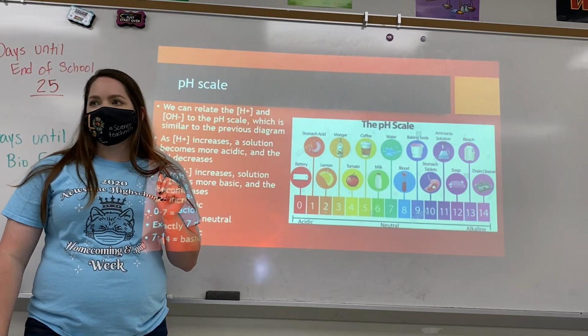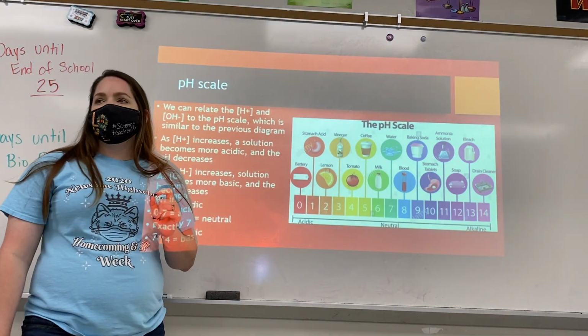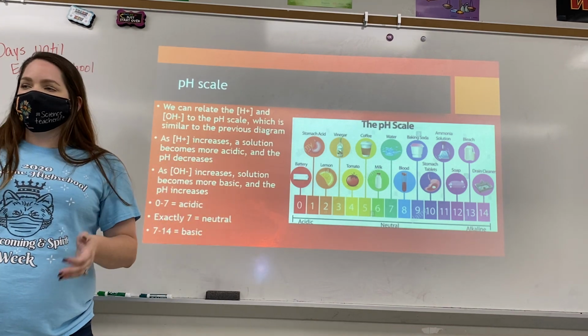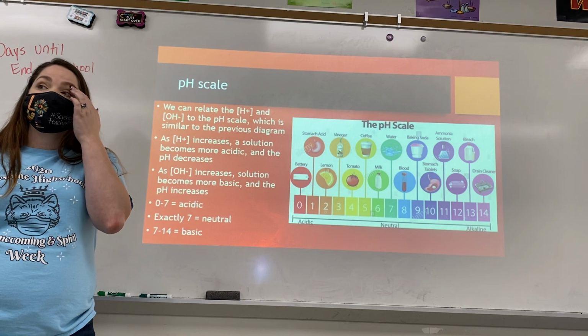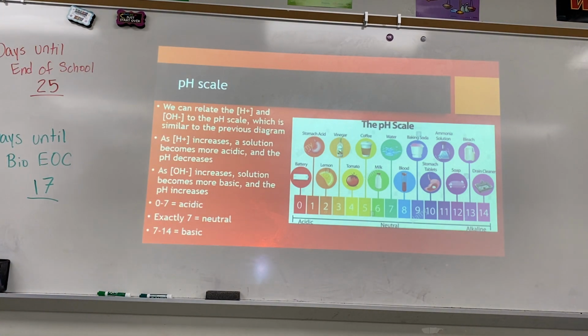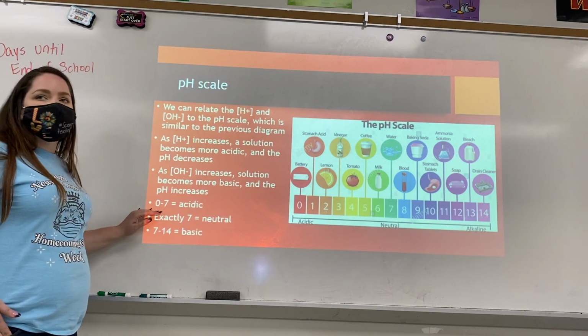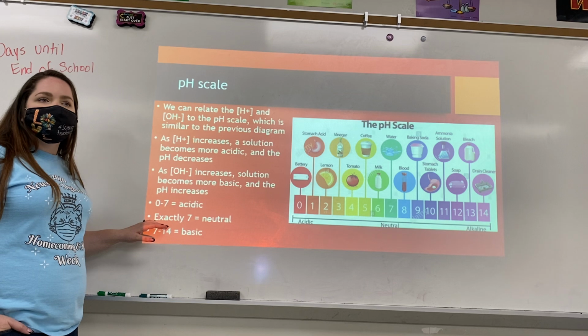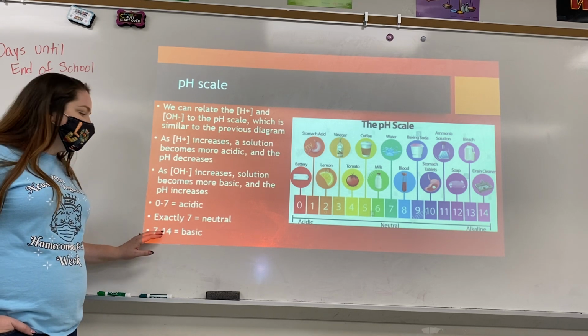Yes? Do we have to write this down? You have to know the pH scale. You have to know where the acids are, where the bases are, and where the neutral is on the pH scale. So anything between 0 and 7 is acidic. 7 exactly is neutral. Anything from 7 to 14 is basic.